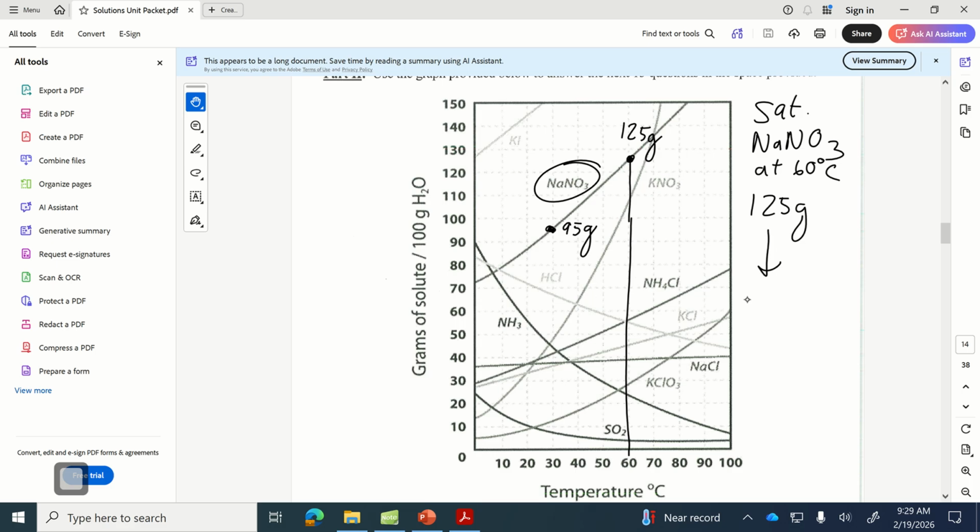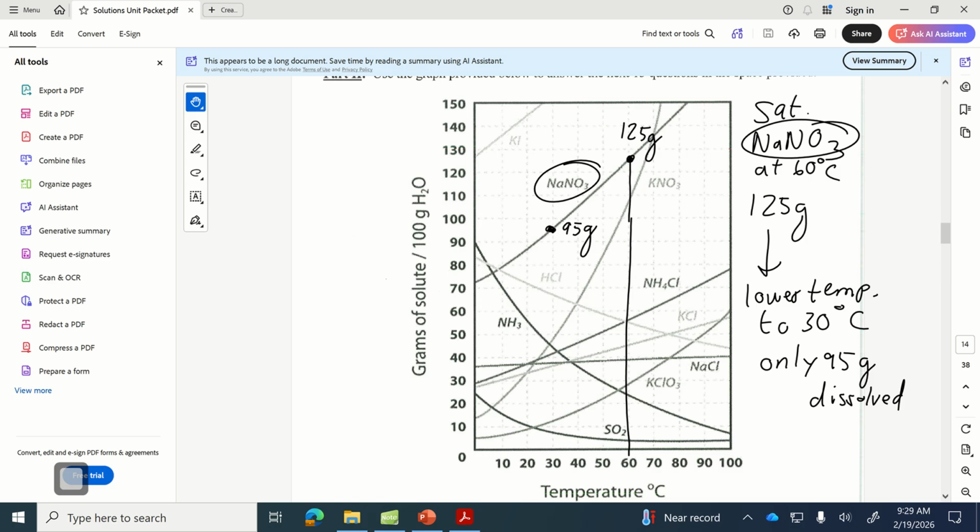That's what the graph is telling me. I then lower the temperature to 30 degrees Celsius. If I lower the temperature to 30 degrees, only 95 grams can be dissolved. So my question is, how much NaNO3 precipitated out of solution? I sometimes say crystallized out of solution. What I'm basically looking for here is what's the difference between 125 and 95. 125 minus 95 is 30 grams. 30 grams of NaNO3 would come out of solution.